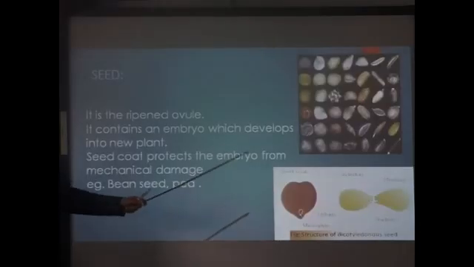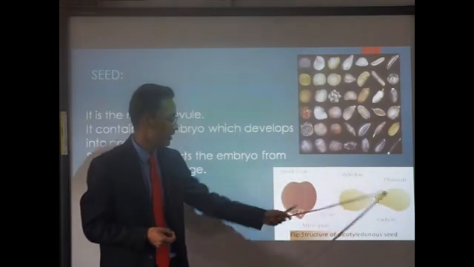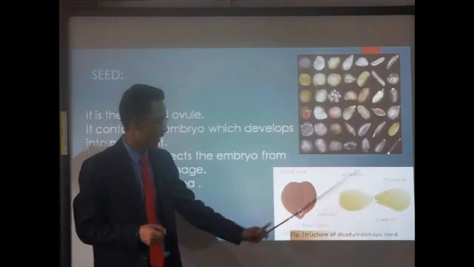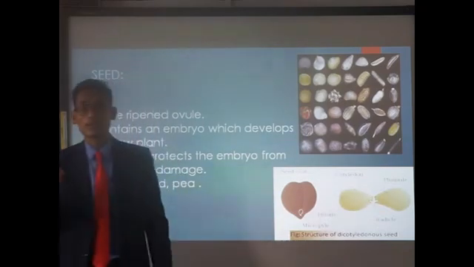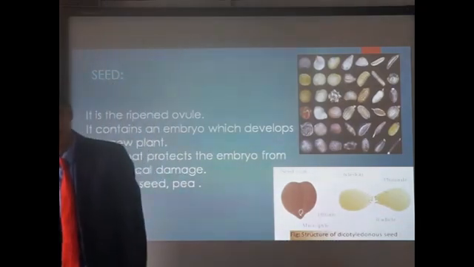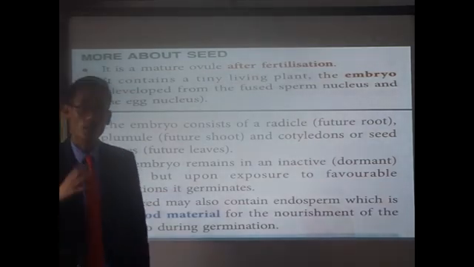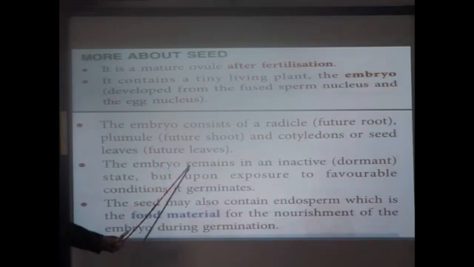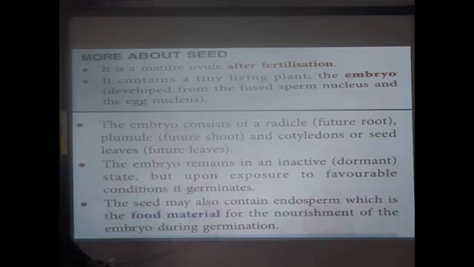That means if you look over here, this is the structure of a particular seed. It is mainly composed of the cotyledon, the plumule, and the radicle. So this is the particular structure of a seed. It is composed of the plumule, the future shoot, the radicle, the future root, and the cotyledon. Clear? Next one. The embryo remains in an inactive state, but upon exposure to favorable conditions, it germinates.